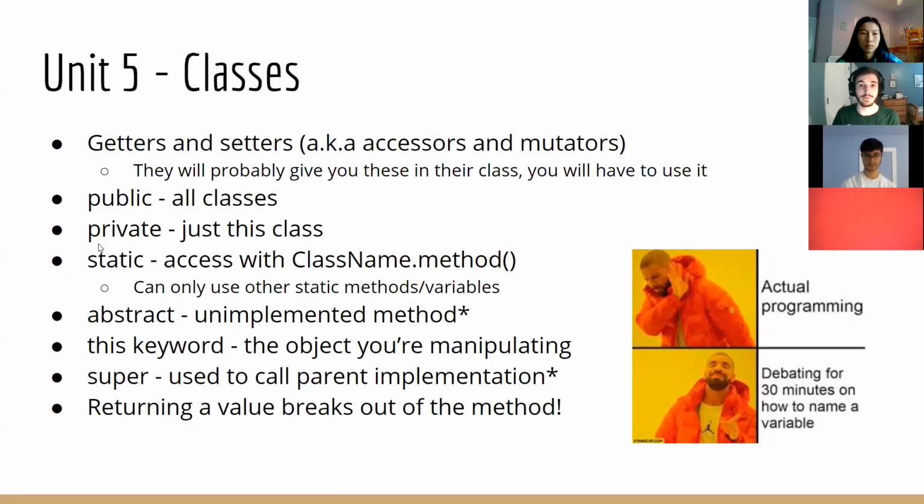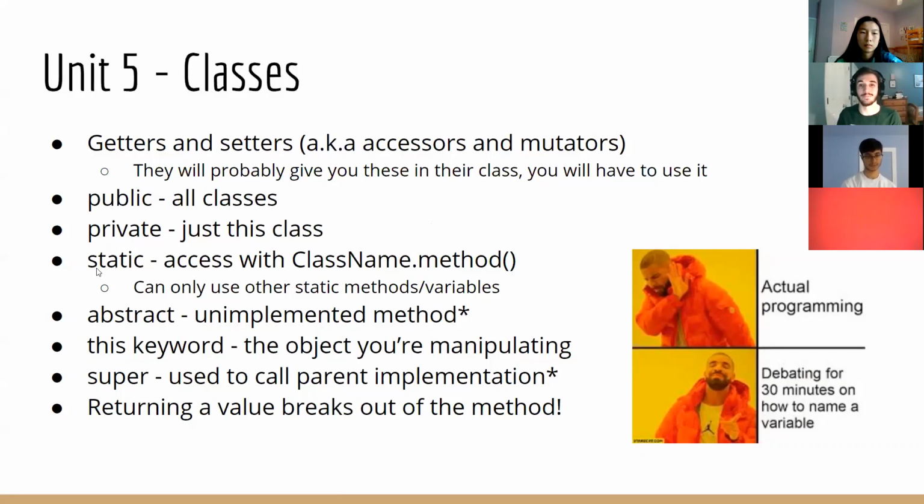With instance variables, you're going to almost always want to set those to private. Methods, for the most part, are going to be public, unless you have a helper method whose only purpose is to do work for another method in the class. Those would be private.